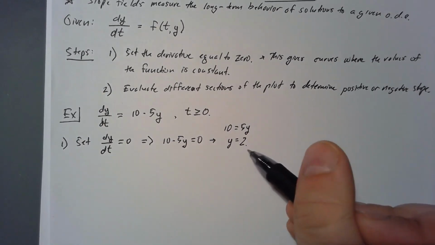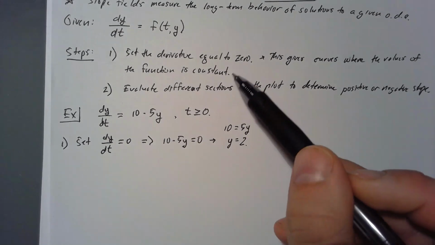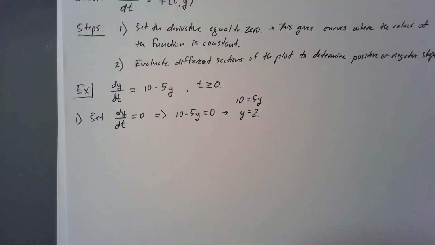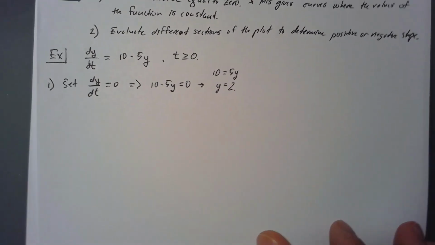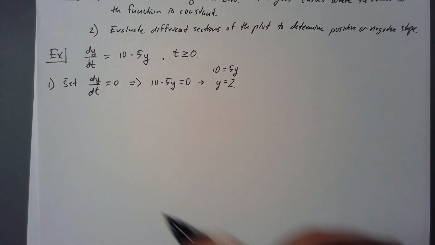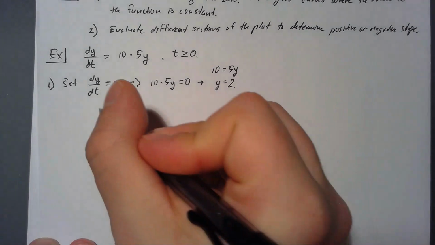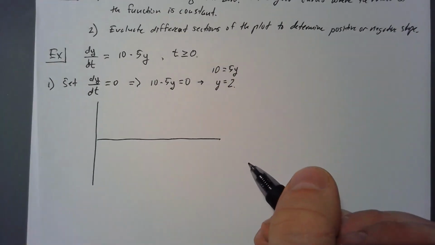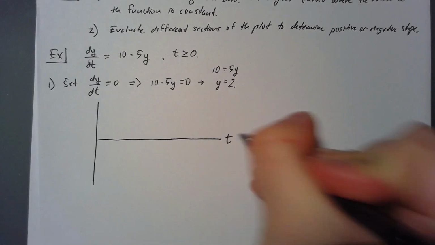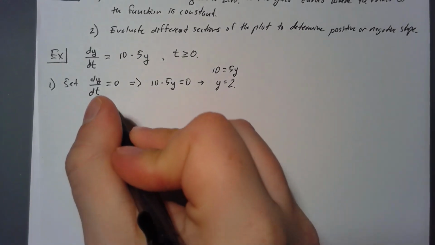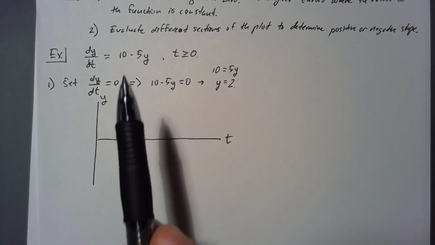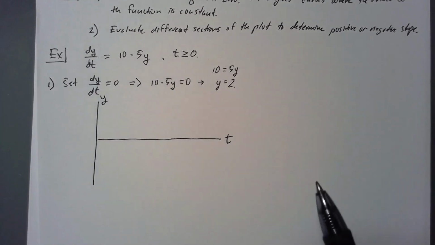So y equals 2 is a curve where the value of the function is constant. If I make a simple graph, a coordinate system, where the horizontal variable is t, and this is y. So what's the long-term behavior of my solutions to this differential equation?